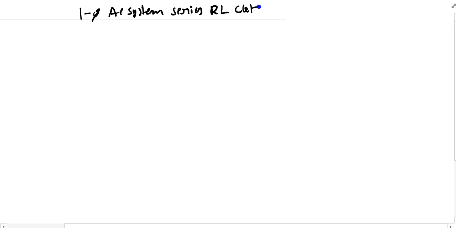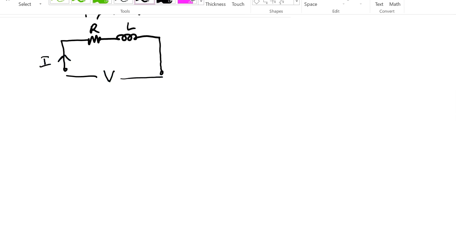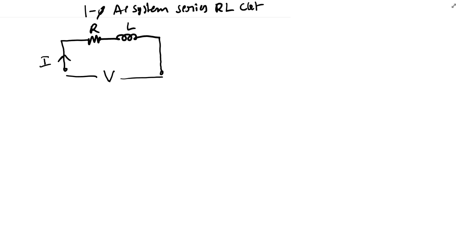To understand the behavior of this RL series circuit connected to this AC system, let us consider the elements R and the inductor connected in series, and to this RL element the AC supply is provided. So this is V, and whenever the voltage is applied the current flows through this circuit. So this is well known to us.